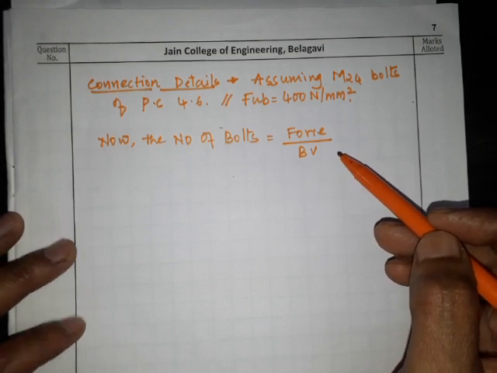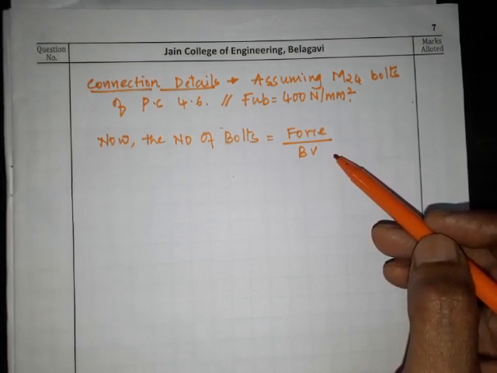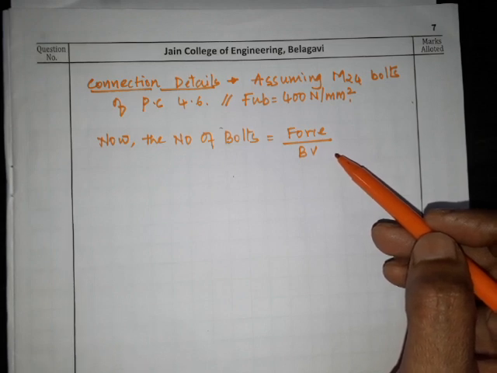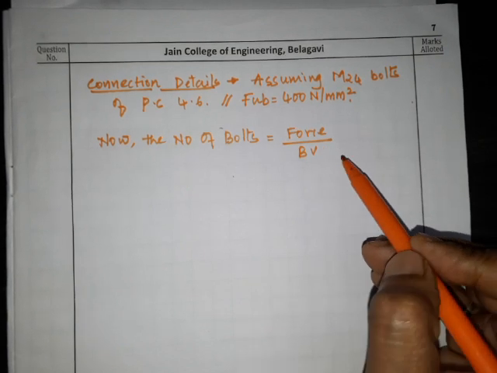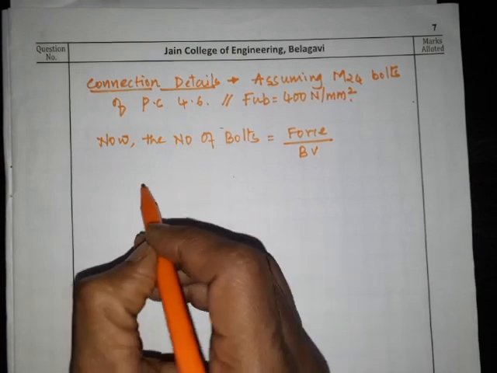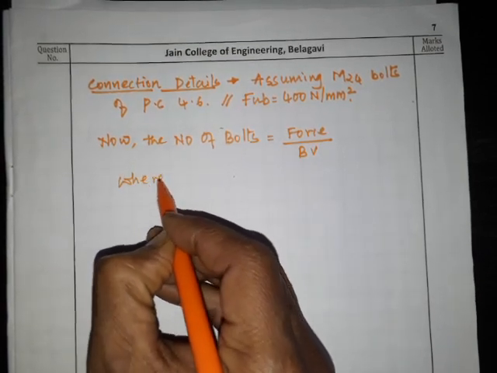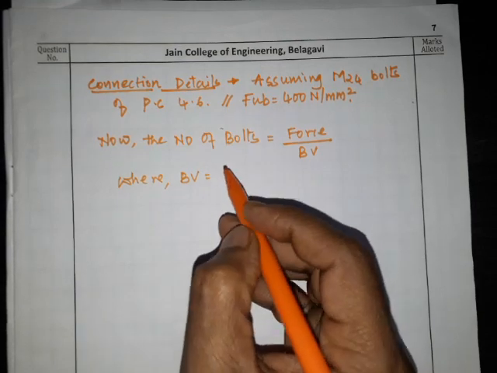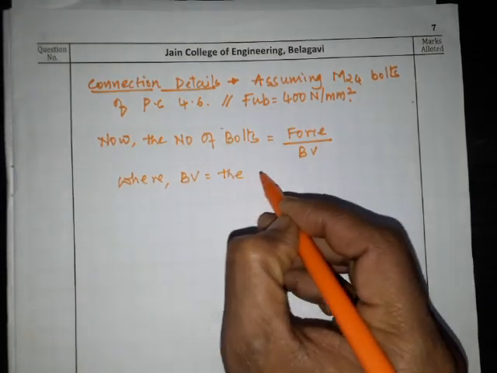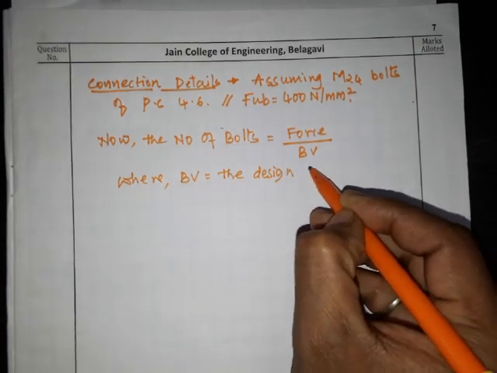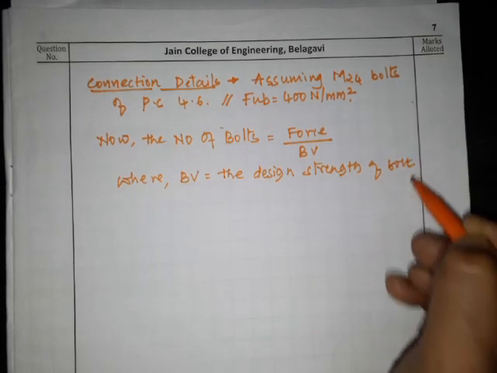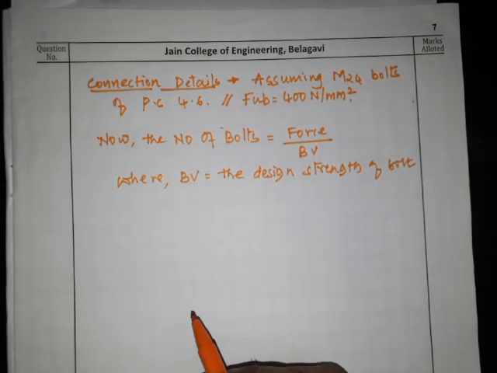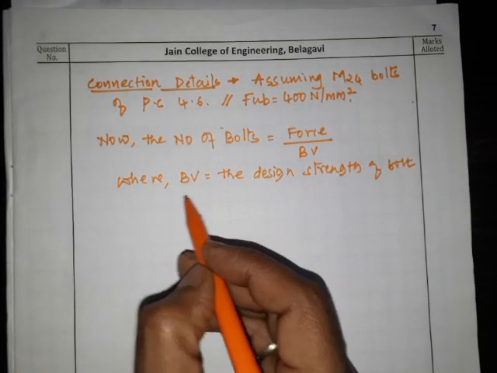Because whatever force occurs in the member has to be transferred to the joint. Joint means connection, and connection means bolts. That force has to be carried by the number of bolts. What is bolt value? Bolt value is nothing but the design strength of bolt.